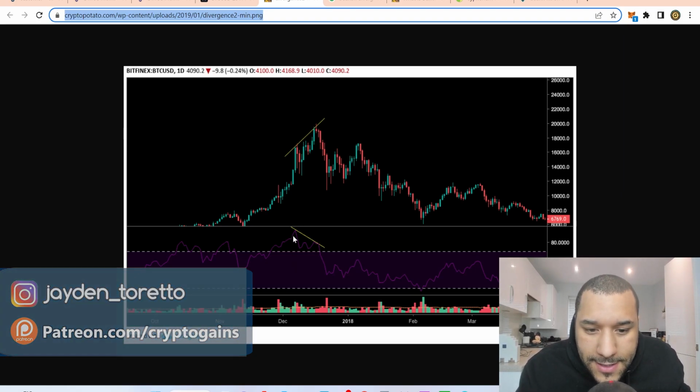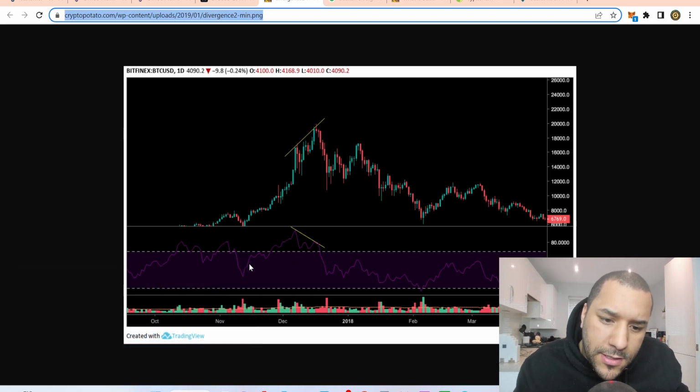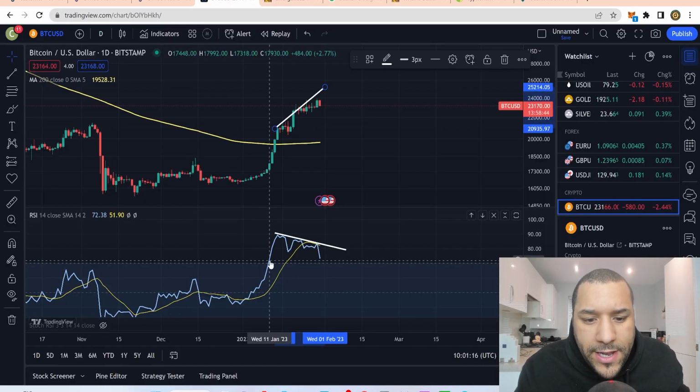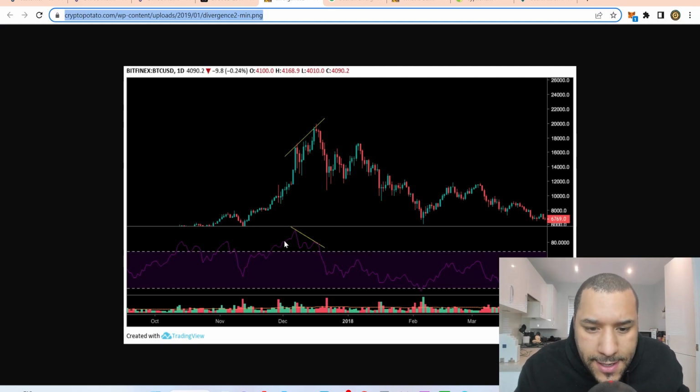If you can't see it very clearly, I don't know why they use the dark purple line. I usually change it to blue. If you look at mine, you can see it's blue, so it's really clear. But if you look closely, you can see they had a high on the RSI, and then a lower high on the RSI, and then it came down. Right? And then look at the price action. It came down into this downward trend.